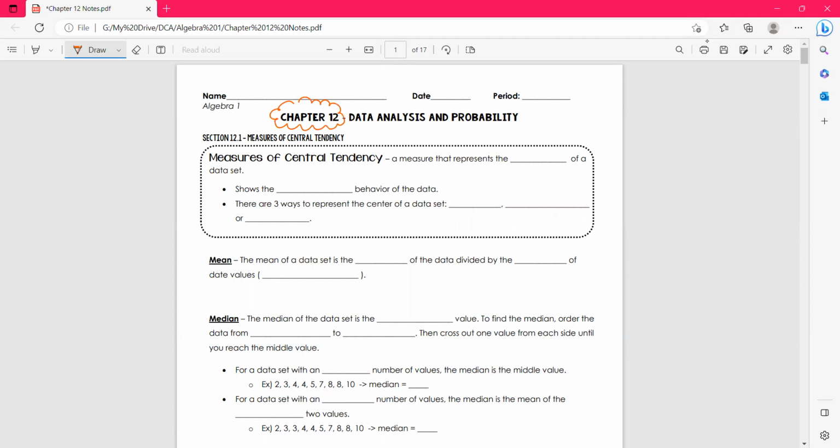So a measure of central tendency is a measure that represents the center of a data set. It shows the typical behavior of the data. Typical comes from tendency, right? Typically, I fall asleep during a movie, right? That's the same exact thing. There are three ways to represent the center of a data set: mean, median, and mode. Maybe these are familiar, maybe these are new, so let's define them.